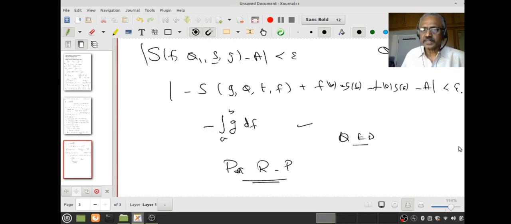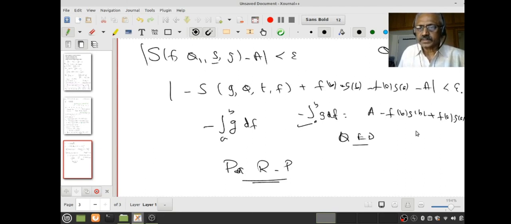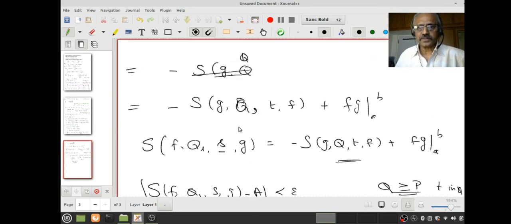Therefore what does it say? This says that minus of this must be epsilon close to this, right? That is why I have to take a minus: minus f(b) g(b) plus f(a) g(a), minus the integral from a to b of g df equals this. This is what I have proved. You understand this? Therefore you take a minus sign and apply, and you get whatever result you wanted. Please go through the proof.